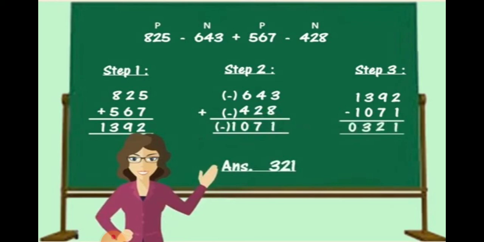Again, let us have a quick look at these steps. First, we will add all the positive numbers. Second, we will add all the negative numbers. Third, we will subtract the sum that we got in step 2 from the sum that we got in step 1, and then you will get your answer.